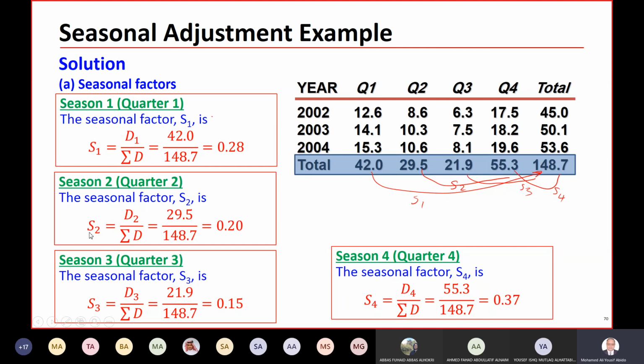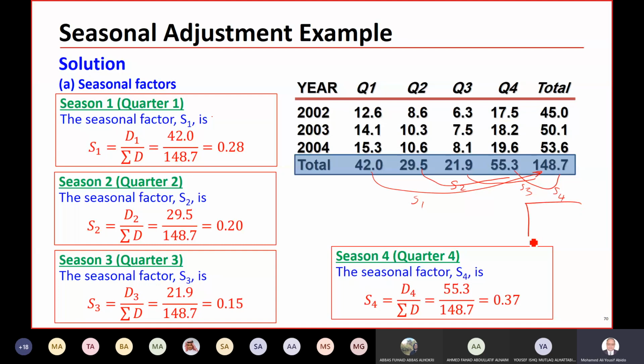We will get the forecast, and then we will divide the forecast based on these seasonal factors. For season number 2, S2 equal to D2 over the summation of D. So this is 0.2. S3 equal to 21.9 over this, so 15%. This is the contribution of season number 3. And season number 4, you have 37% of the contribution to the total demand. Now, these are the seasonal factors. How to get the demand forecast for 2005?